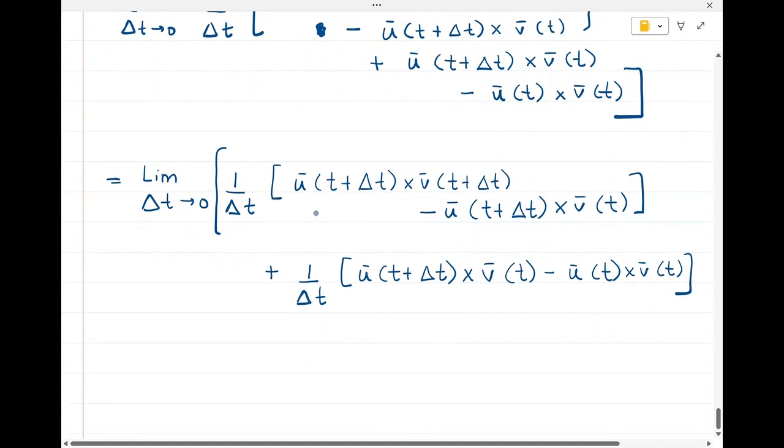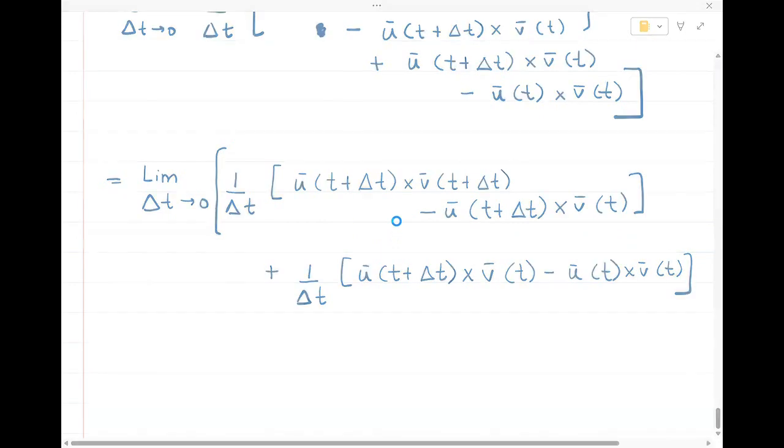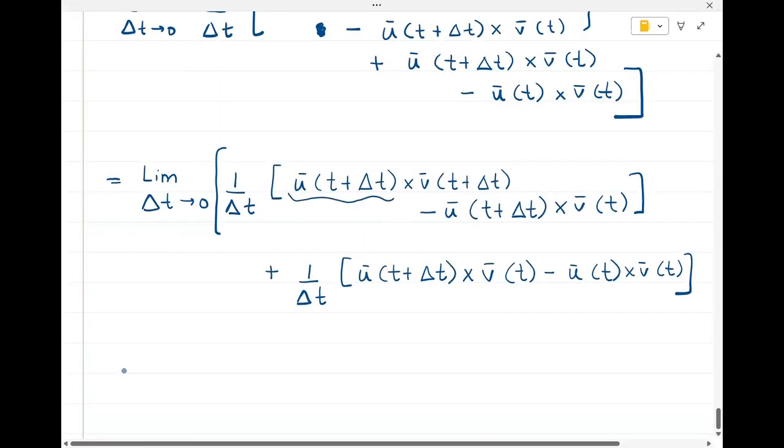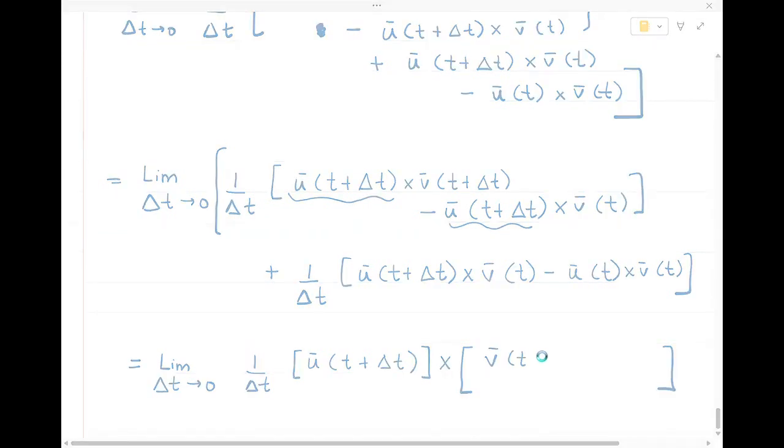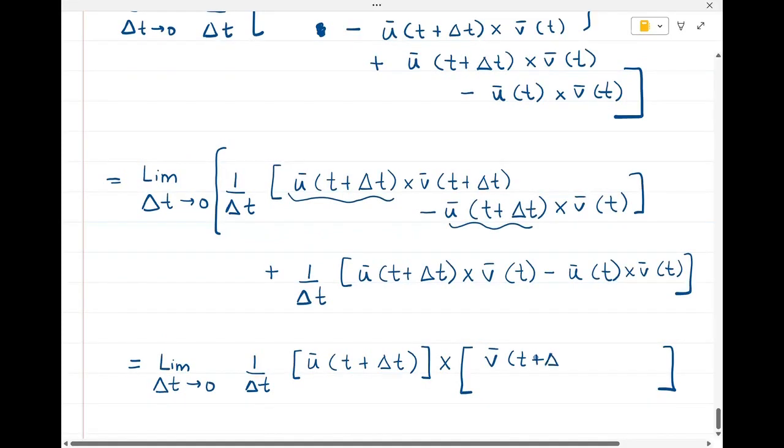And then in the first square bracket, I see that the term u bar t plus delta t is common between both of them. So I'll take it common from the left hand side. So limit delta t tending to 0, 1 upon delta t, and I'm getting u bar of t plus delta t, which is common, cross, and in the other bracket, v bar t plus delta t minus v bar t, right?